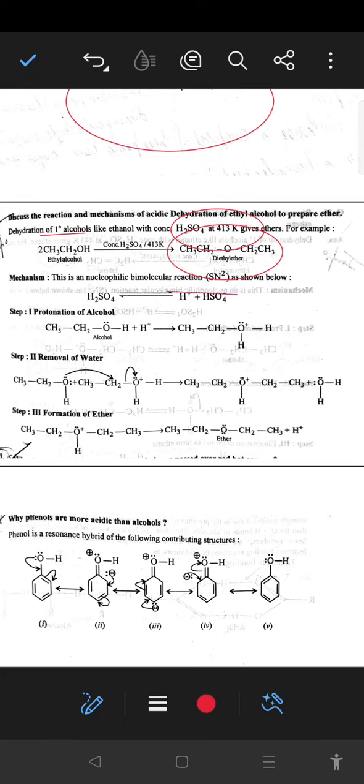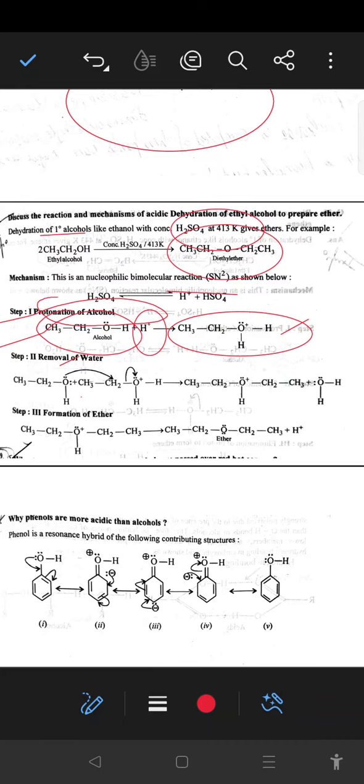So in the mechanism, the first step is protonation of alcohol. Alcohol will get the H⁺ ion from sulfuric acid and will give the protonated alcohol. After that, the second step is the removal of water.